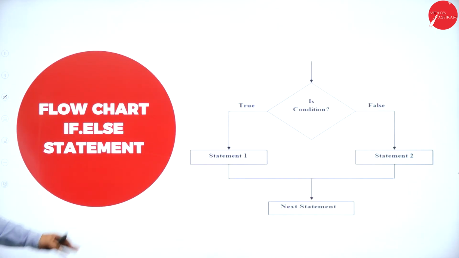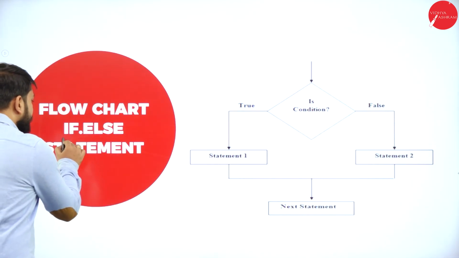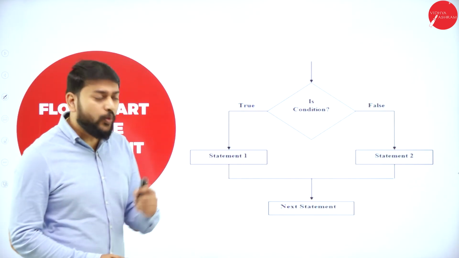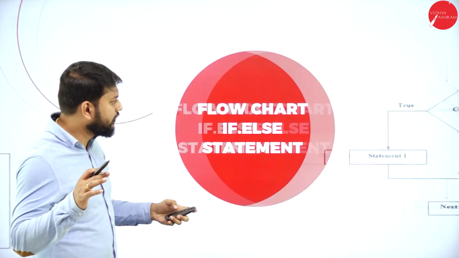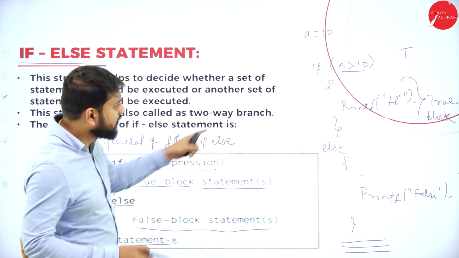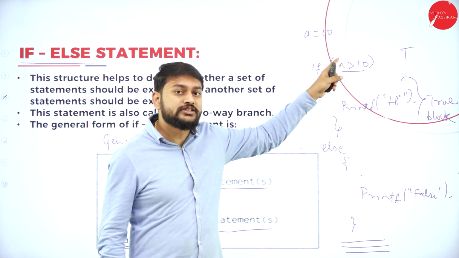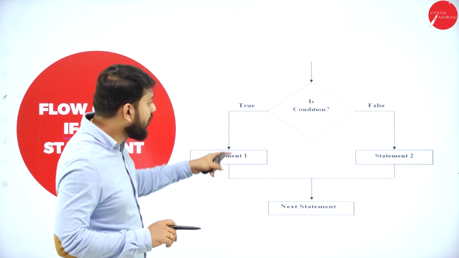Moving on to the flow chart of if-else. How exactly do we write the flow chart for this? First, we are testing the condition. Whenever we are testing the condition, I have two possibilities: one is true, another one is false. That's what I have taken here.